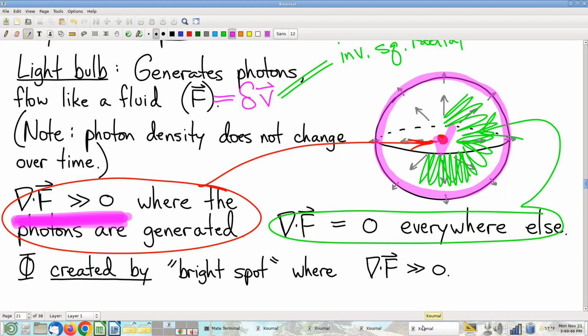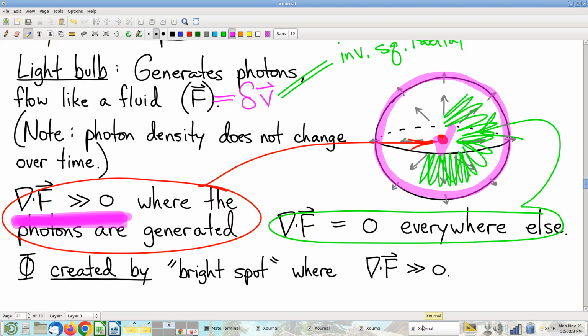And how much of this flux that I'm measuring on the boundary comes from this green zone over here where there's nothing, where it's just vacuum? Are there any photons coming from there? No, of course not. Divergence is 0, basically telling you there's nothing coming from there. Does that make sense to everybody?